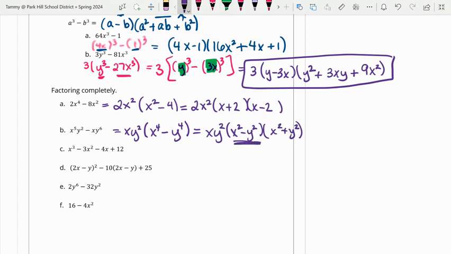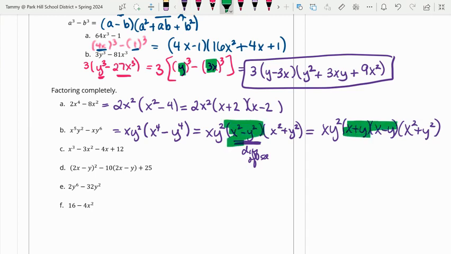This is the difference of squares yet. So this becomes xy squared times x plus y, x minus y, and then x squared plus y squared. So this became that. So this whole thing is my final answer.